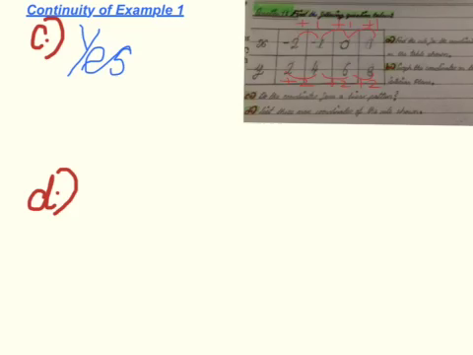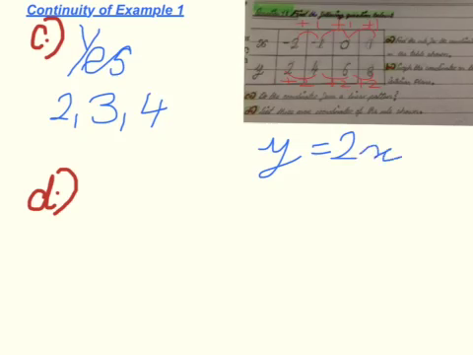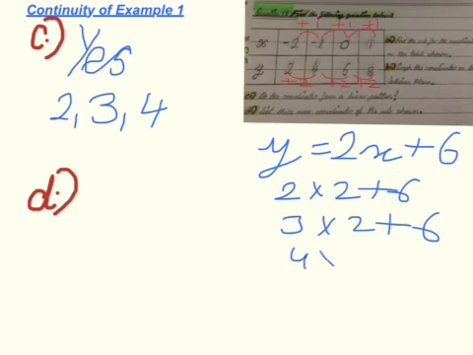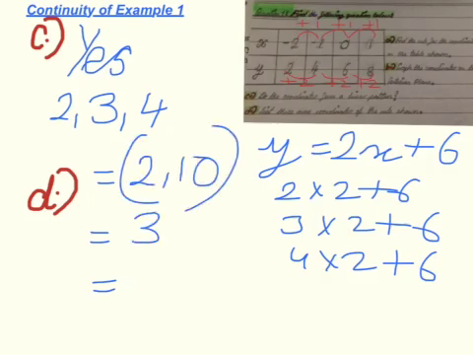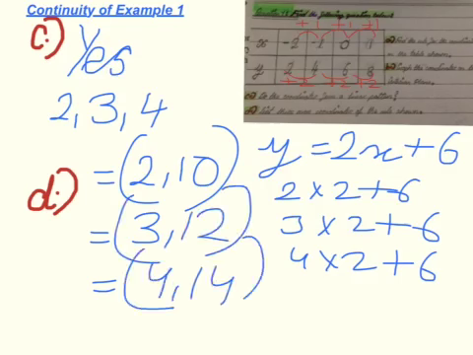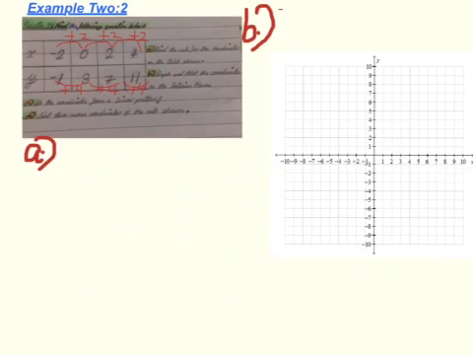With 3 more coordinates, we can choose the next values of x, which are 2, 3, and 4. As shown before, y equals 2x plus 6, so we can just apply the rule to each one of them. So 2 times 2 plus 6, 3 times 2 plus 6, and 4 times 2 plus 6. Applying all these values, we get 2, 10 as the first coordinate, 3, 12 as the second coordinate, and 4, 14 as the third coordinate.